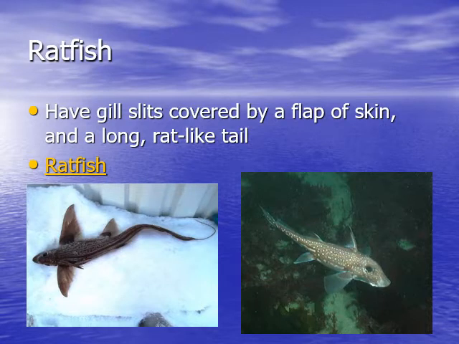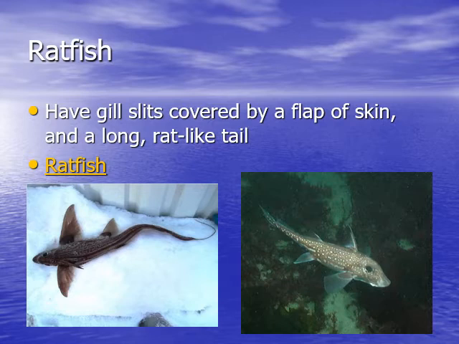Our last group of cartilage fish are the ratfish. You can see two pictures of them here. They have gill slits that are covered by a flap of skin, and they also have this long rat-like tail that sort of gives them their name. You can see in the picture down below a little tail coming off of its back fin, its caudal fin that's in the back. That rat-like tail is what really gives them their name.